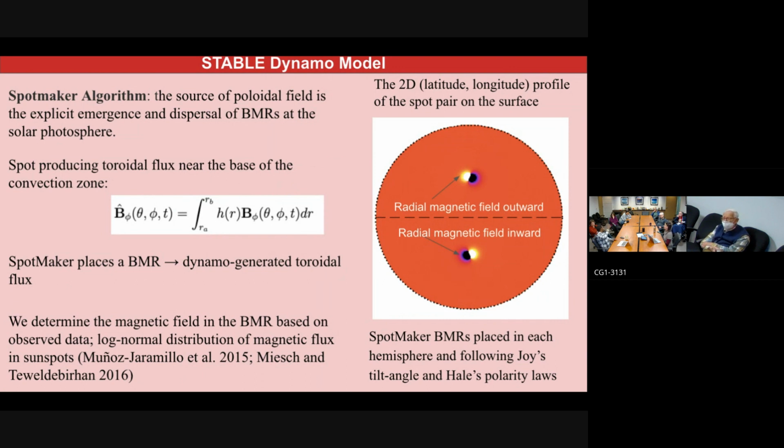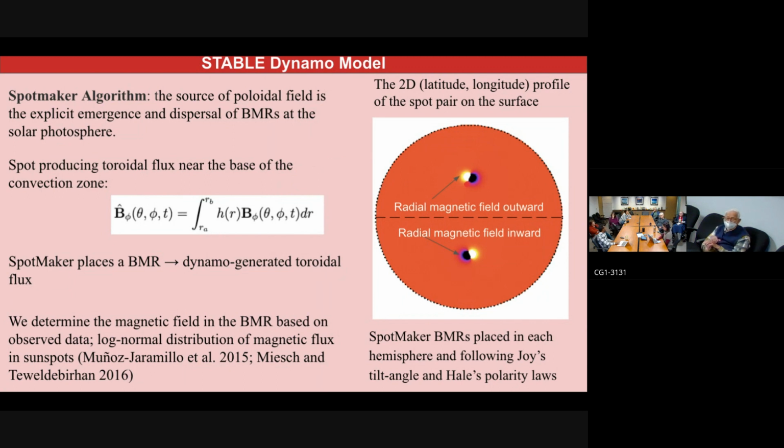And when a spot emerges to the surface, the Coriolis force tilts it, the spot or the magnetic loop. That is the reason, and we impose its tilt angle.